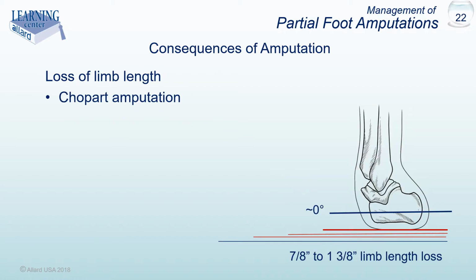At Chopart level, there's a significant jump in the amount of limb length loss. The range for Chopart is between 7/8 of an inch and 1 inch and 3/8. The other significant issue with Chopart is the posterior posture of the calcaneus. This acquired bulbous heel deformity is secondary to the ankle being at or close to terminal plantar flexion. Correcting the calcaneal angle resolves the bulbous heel deformity and helps restore the limb back to its original length.